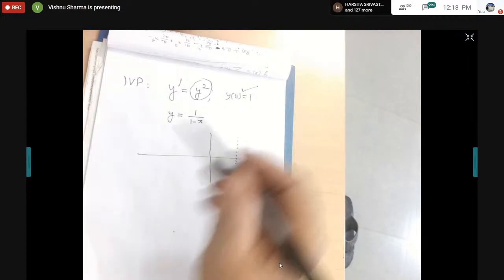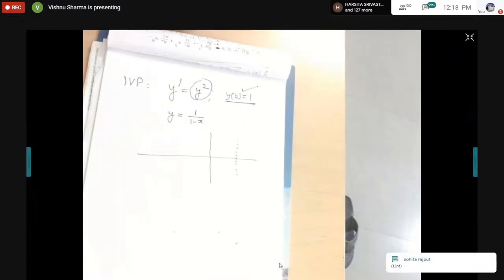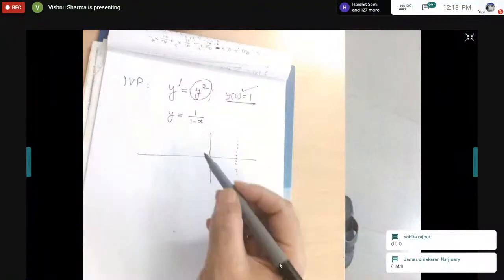Look at the initial condition. This will force what the interval should be. So the interval will be minus infinity to 1. Yes, it should be minus infinity to 1.